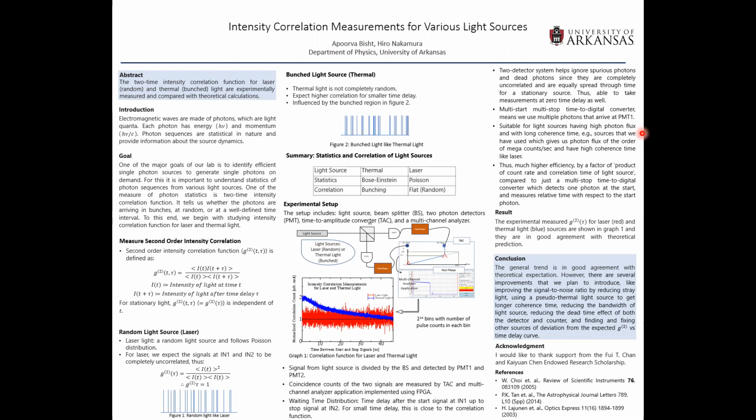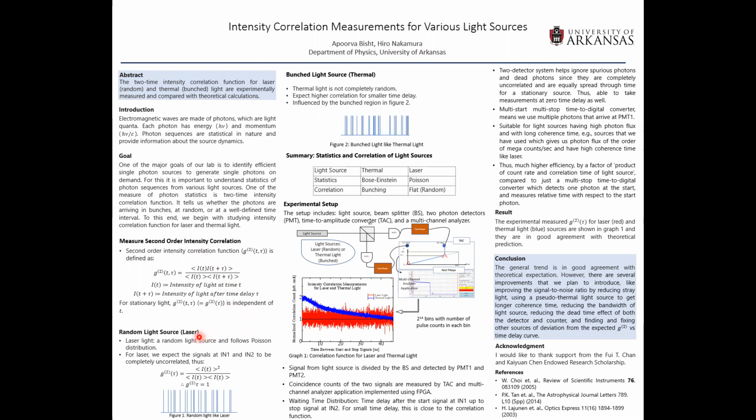photon sequence. To this end, we measure the second order correlation function for two light sources, specifically laser, which is random, and thermal light, which is bunched. The expression for the second order correlation function is this, where I stands for intensity at time t and tau stands for the time delay. Thus, I of t plus tau stands for the intensity at time after the delay. For stationary light like laser, this function can be calculated to be 1.